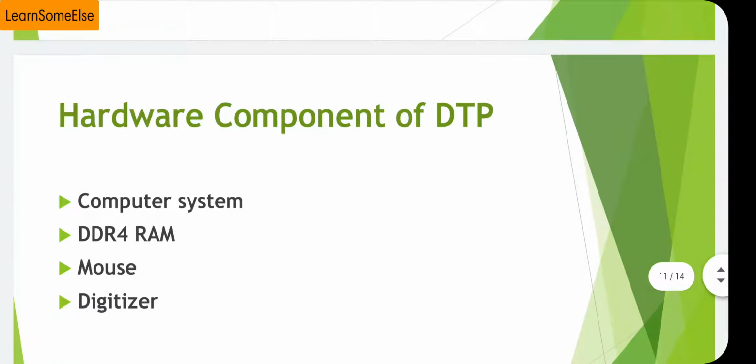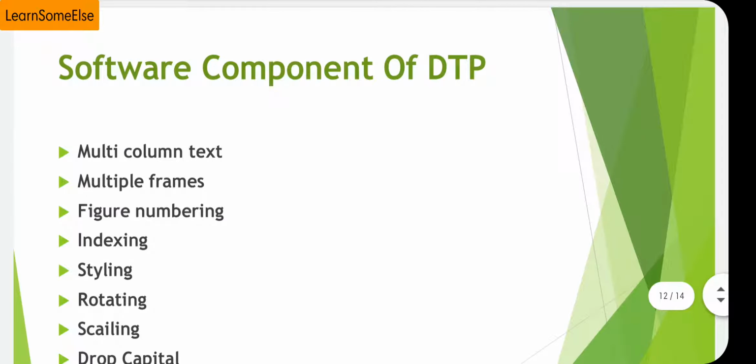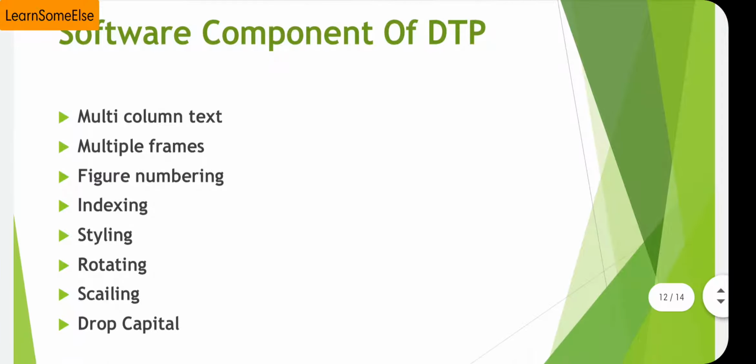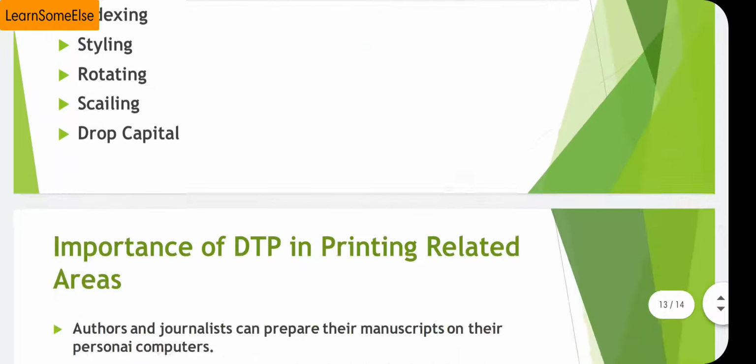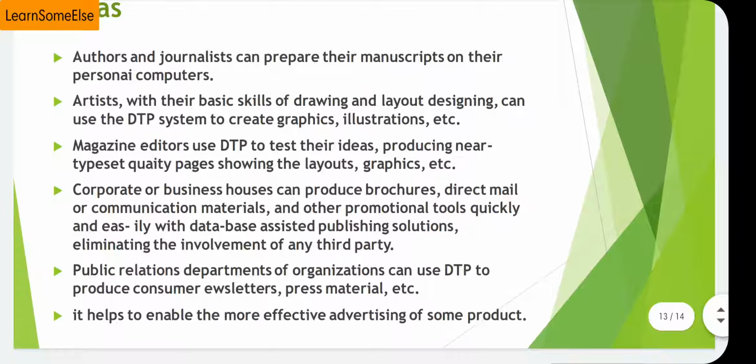Now we are going to discuss about hardware component of DTP. First one is computer system, second one is DDR4 RAM, third one is mouse, fourth one is digitizer. Now software component of DTP. Multi-column text, multiple frames, figure numbering, indexing, styling, rotating, scaling, drop capital. All these are software component of DTP. Now we will discuss about importance of DTP in printing related areas.